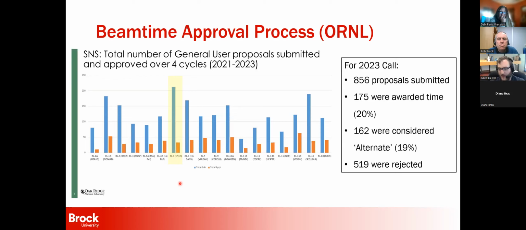And you'll see some instruments are better, some are worse. CNCS tends to be one of the most oversubscribed. But even just for the last call, you can see on the right there, we had almost 900 proposals submitted. Only 175 were awarded time, so 20%. 162 were considered alternate, so maybes, and 519 of them were rejected. So this is a very, very competitive field to some extent, especially right now for a myriad of reasons that I won't go into. But I think this particular issue will get better.